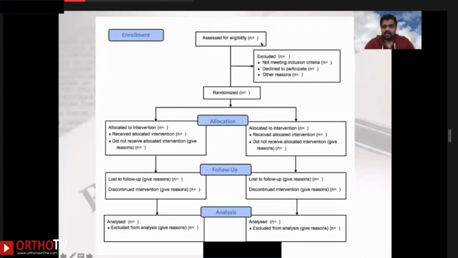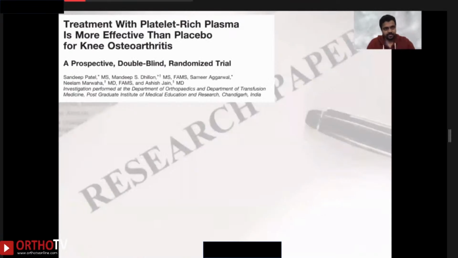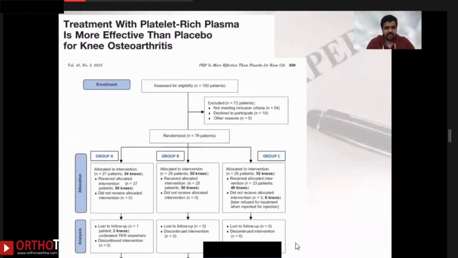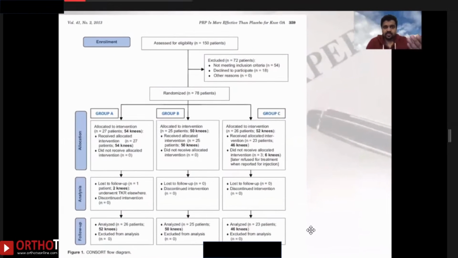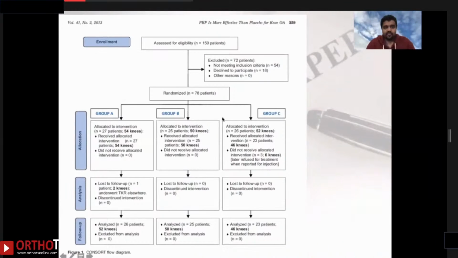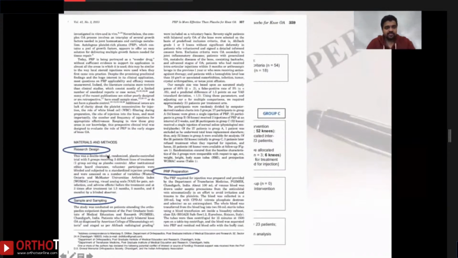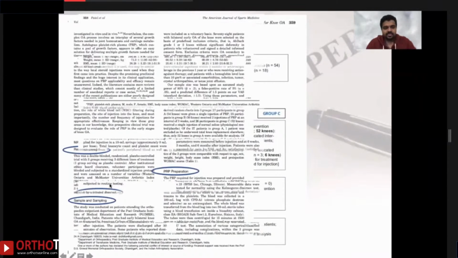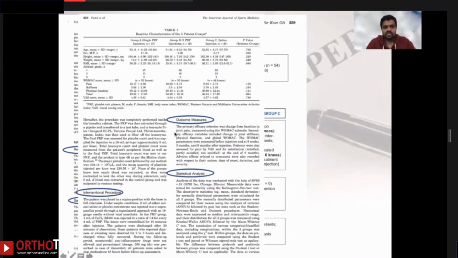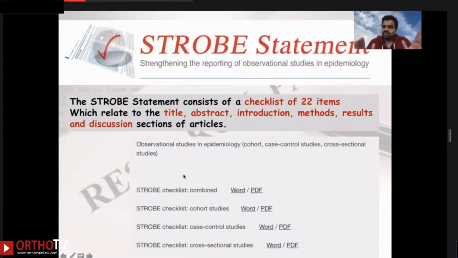This is a flow diagram, again easily available in PDF and Word doc. You just have to put in the numbers so we understand how the patients progressed, and where the numbers were lost to follow-up, all those things. For instance, in one of our published articles, you can see it's a randomized controlled trial. We have made a flow diagram of all the group distribution and how they progressed. And if you see the materials and methodology, we have again split it into research design, sample and sampling, PRP preparation, intervention procedure, outcome measures, statistical analysis. So if you follow the checklist, you will make sure you won't miss any important thing.